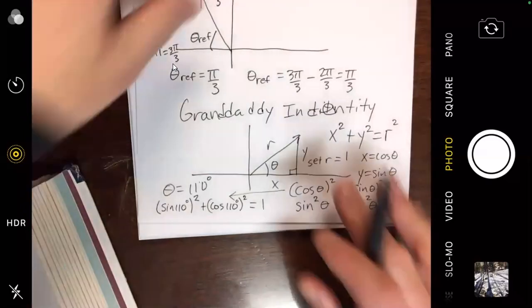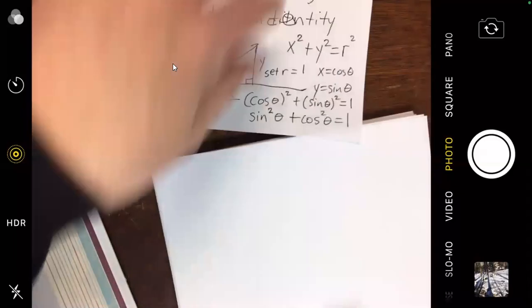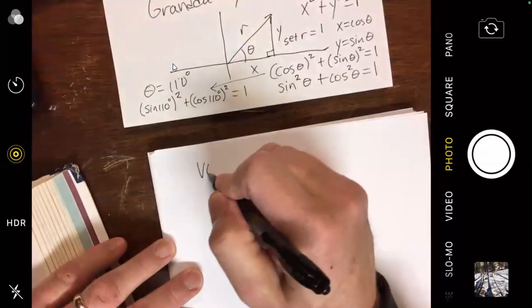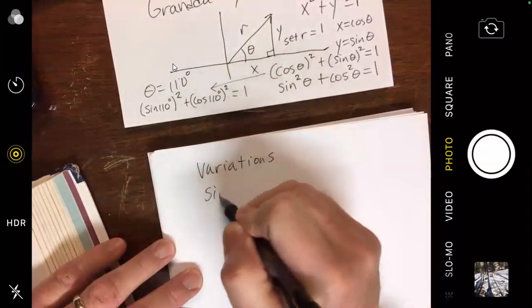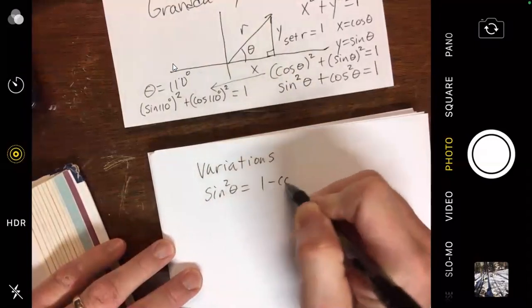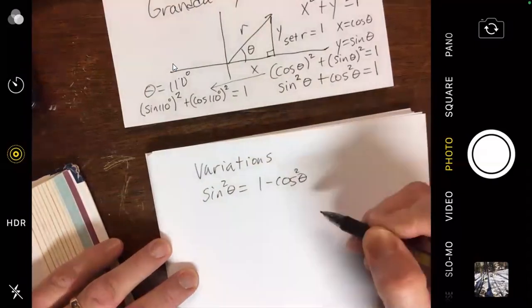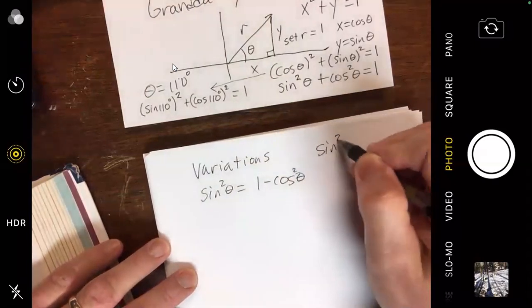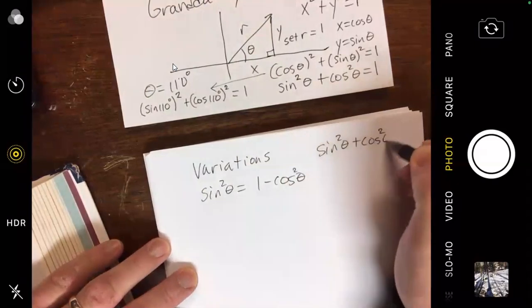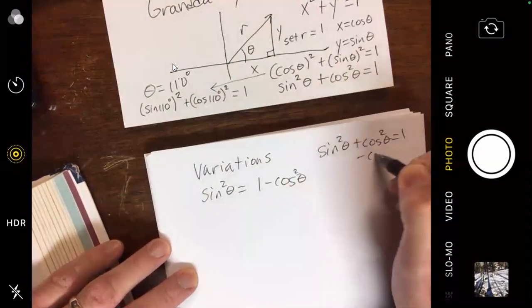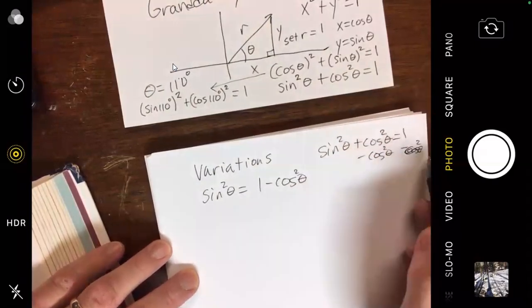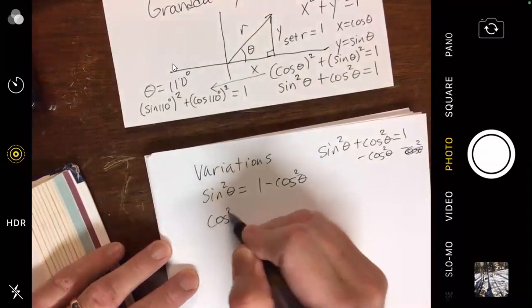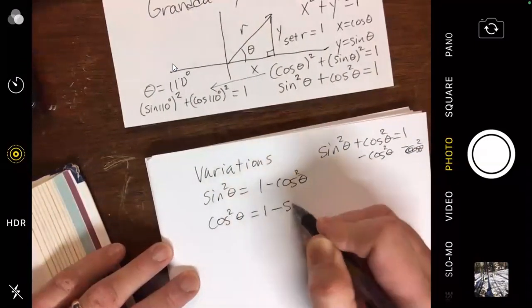And by the way, there are all kinds of variations, and there's no way you can memorize them. Variations. Sine squared is 1 minus cosine squared, by taking sine squared plus cosine squared equals 1 and subtracting cosine squared. So there will be times when you'll want to replace a sine squared with 1 minus a cosine squared. A cosine squared is 1 minus a sine squared.